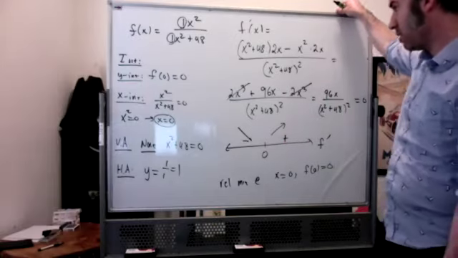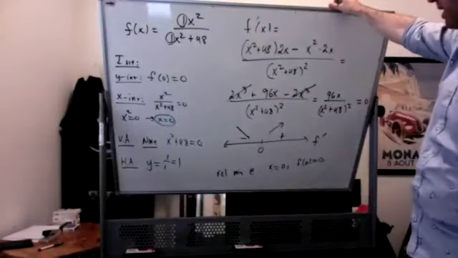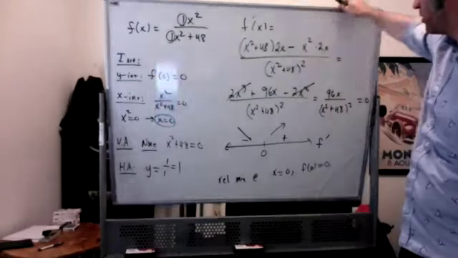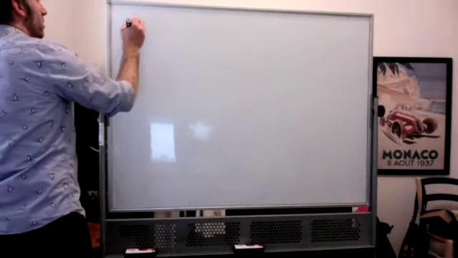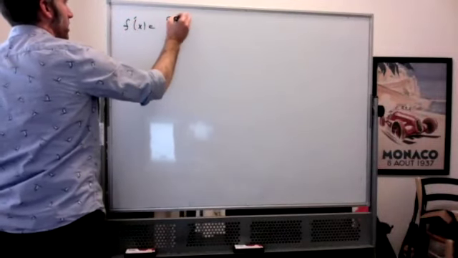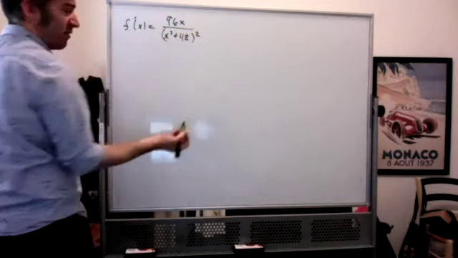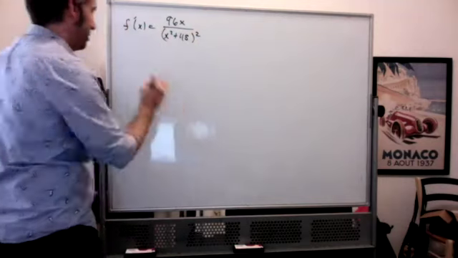Okay. Let's find the second derivative stuff, which is usually a pain in the butt, especially when it's a quotient like this. So here's our first derivative. Our first derivative was 96x over x squared plus 48 squared. Now let's find the second derivative. So again, same process.